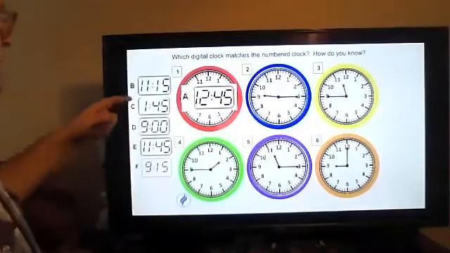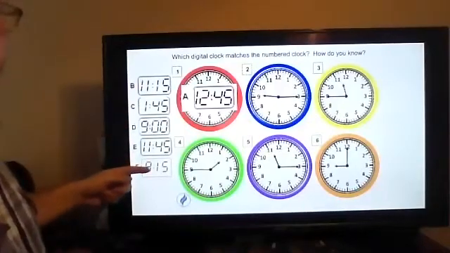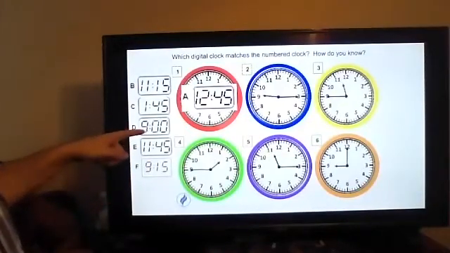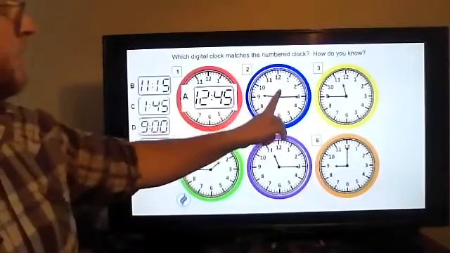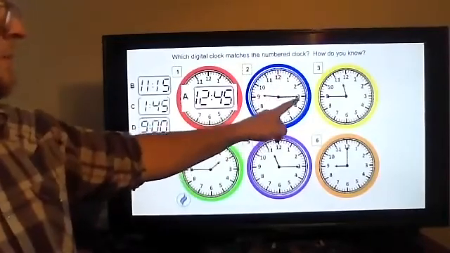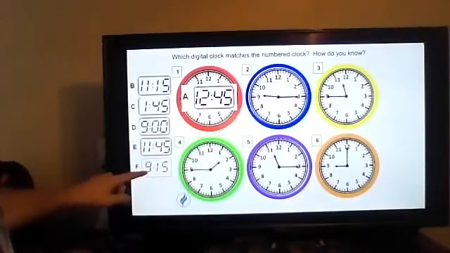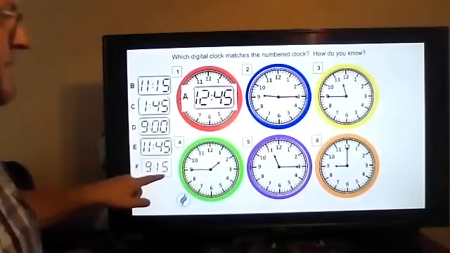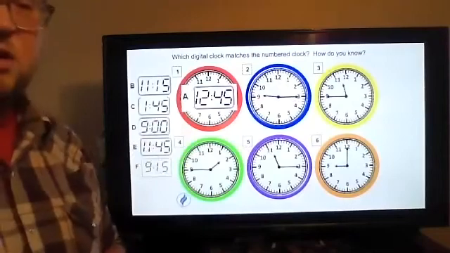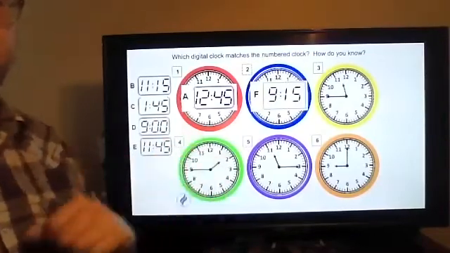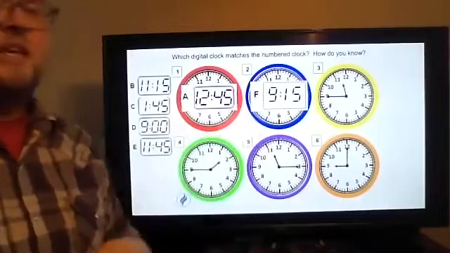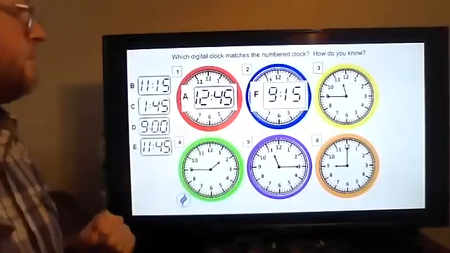So I'm going to look at these over here. Well, we have 9 o'clock, but that would mean our minute hand would have to be like this. Because it's at the 15, we have another 9 o'clock position. It says 9:15. So I'm going to see if that's our answer. Boom. Perfect. 9:15 is our answer for number 2.